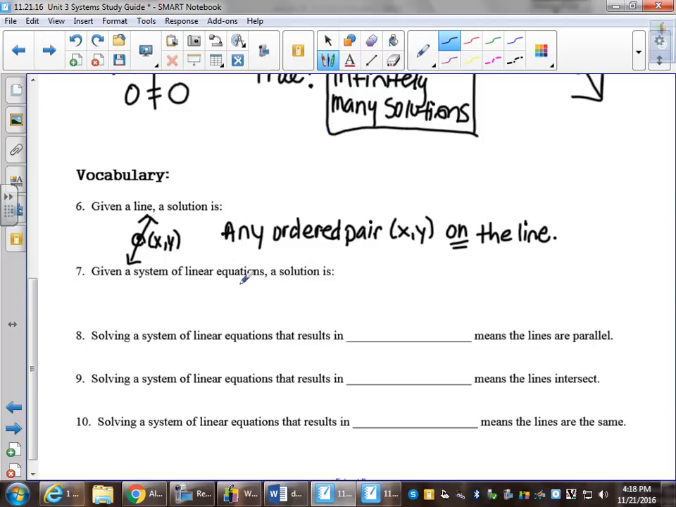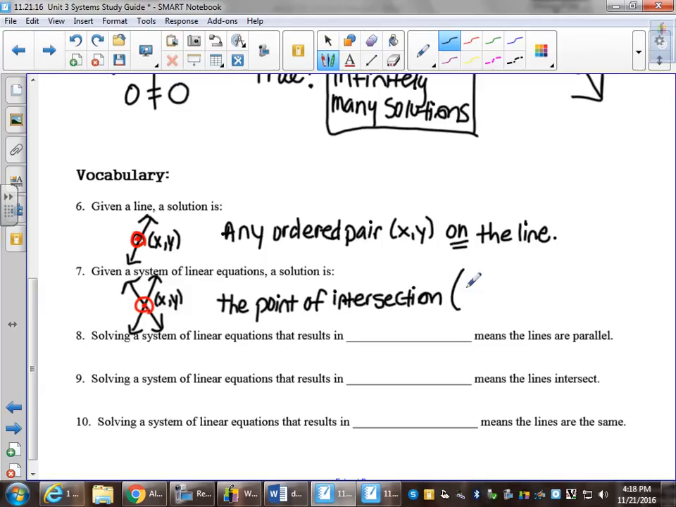Now, given a system of linear equations, which means we have more than one, it has to be where the two lines intersect. It can't just be any point. So given a system of linear equations, the solution is the point of intersection. It has to be that specific point. In other words, where the two lines intersect.